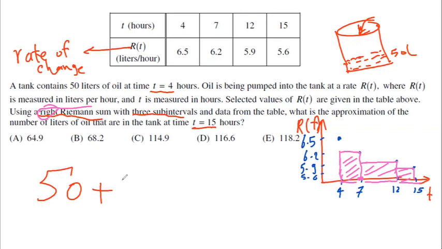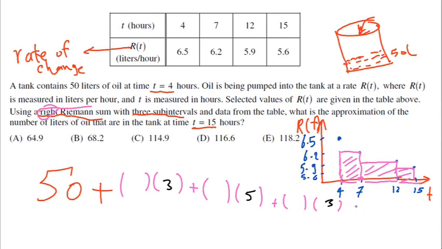Each of these rectangles will have a width and a height. So we've got 3 rectangles. Be careful that each rectangle has its own width. The first rectangle, 4 to 7, so that's 3. The second rectangle, 7 to 12, that's 5. Then 12 to 15, that's 3 again.